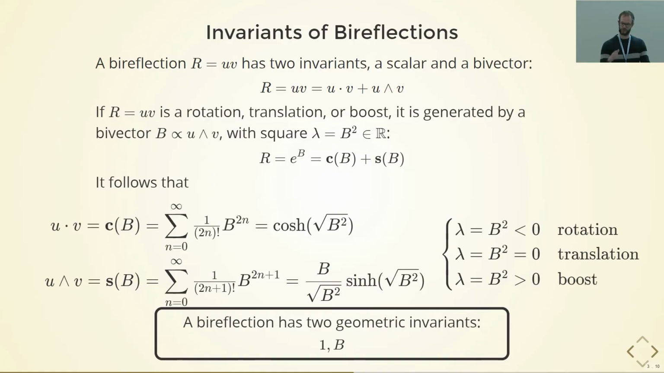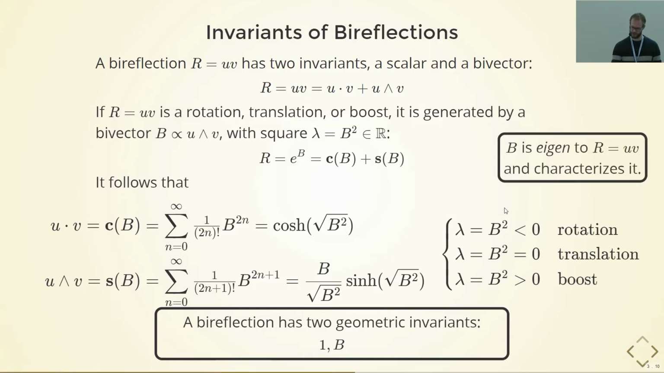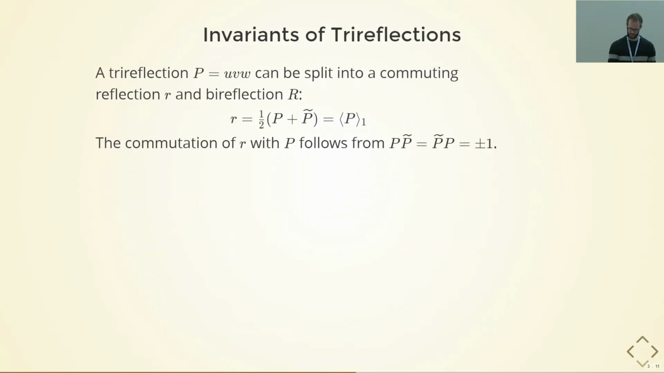Long story short, the bireflection has two invariants now, right? Because the only invariants under this are the scalar itself and the bivector B, because those commute with this bireflection. And B is now the eigenelement. So for example, for a rotation in 3D, B would be the line, the axis around which you rotate. And so that characterizes it. Once you know that line, you can reproduce it.